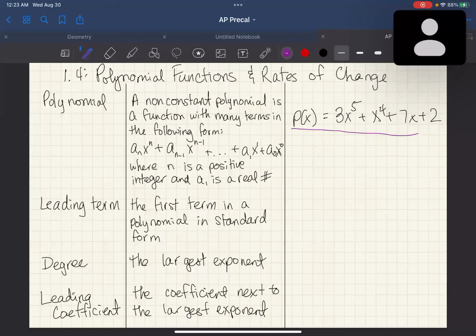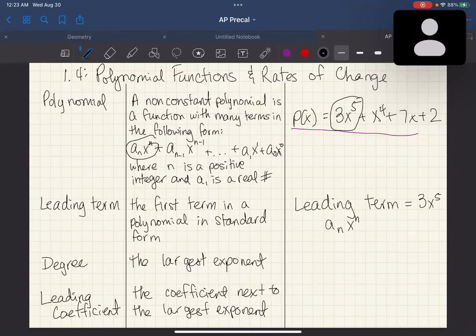So in standard form, I can see my leading term, which is the first term in a polynomial in standard form. Using my previous example, I can say that the leading term is this entire thing, 3x to the fifth. Or if I wanted to keep it more general, I would say it is a_n x^n.